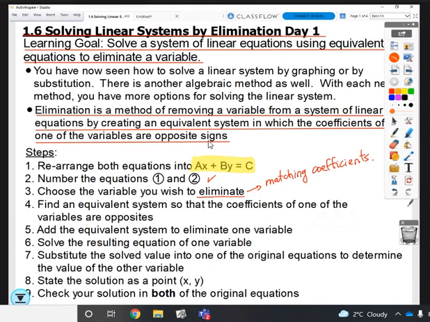Find an equivalent system so that the coefficients of one of the variables are opposites. That's what they're trying to do here. Add the equivalent system, add or subtract, it could be. And once you get that variable, you sub it into the other equation.